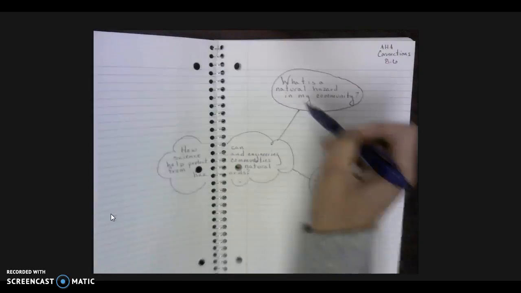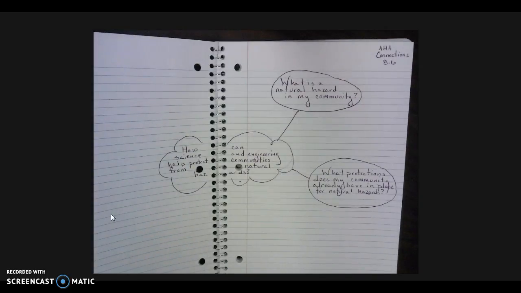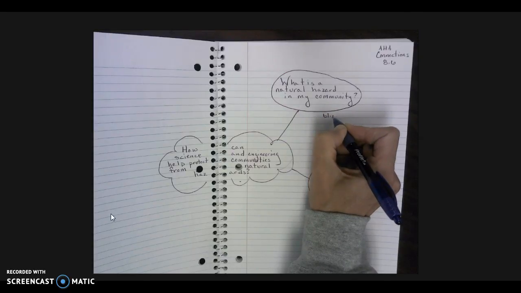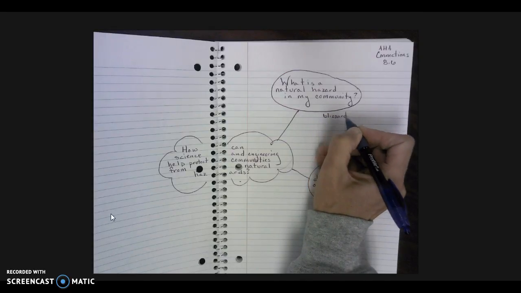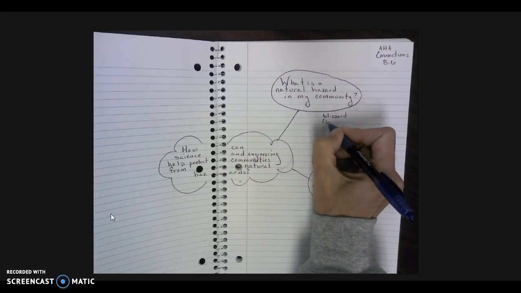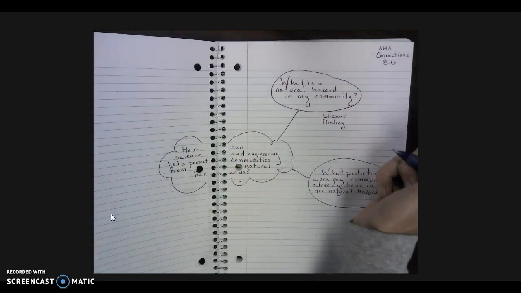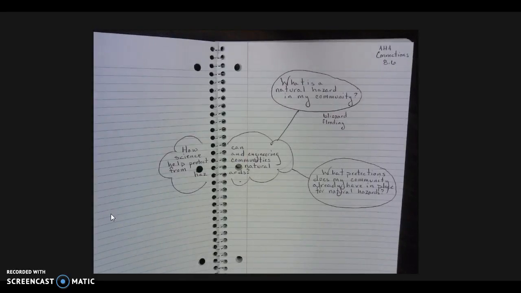And they would fill both sheets up with the class questions that they have. And then give kids a few minutes afterwards to answer what they think those natural hazards might be. So for instance, I might think here that a blizzard, maybe flooding. Also down here, what protections does my community have in place? Maybe as a student, I really don't know what those protections are. So it's okay to leave that blank.